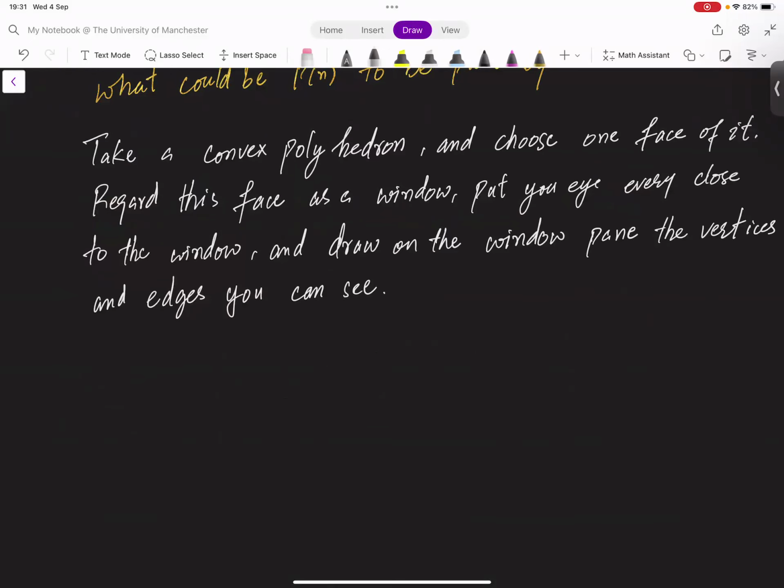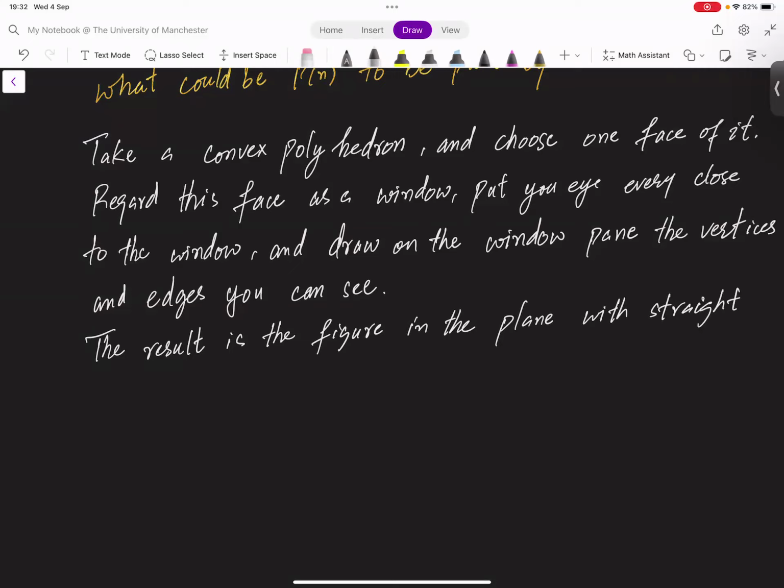The result is a figure in the plane with straight edges, vertices, and faces.